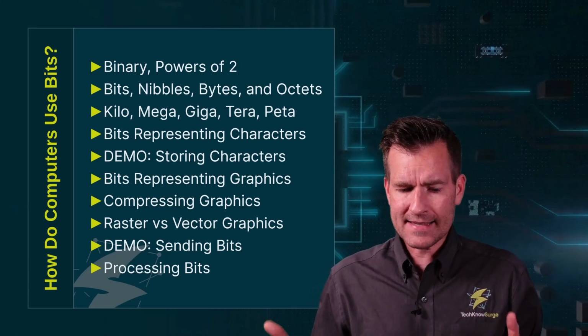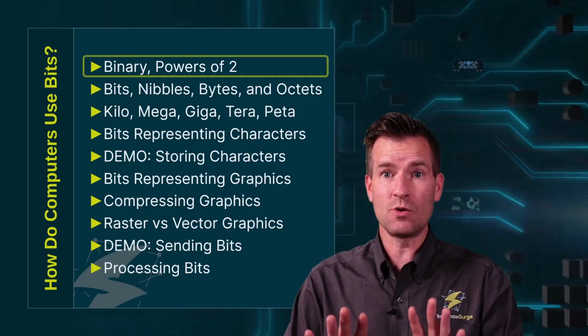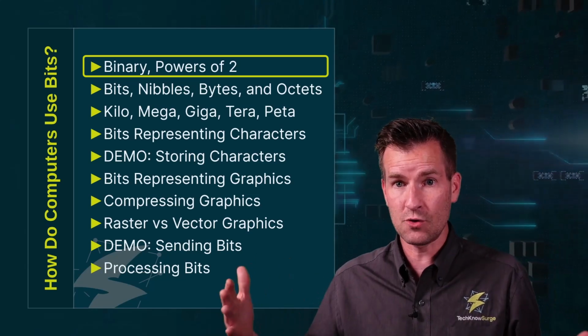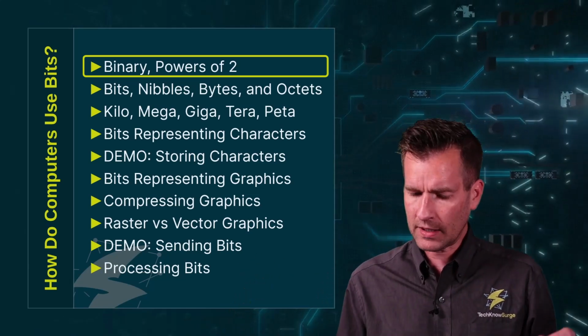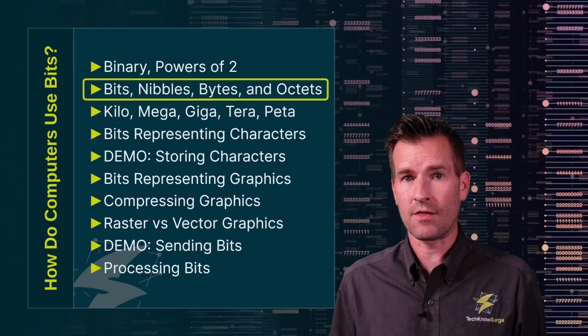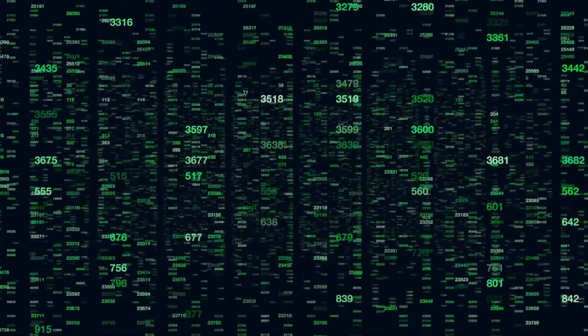using bits. As an example, we're going to start by jumping into binary numbers, and we'll get into the powers of 2 and how these powers of 2 grow exponentially. Then we'll get into bits, nibbles, bytes, and octets, and what each one of those are. It's essentially a measurement of how many bits.